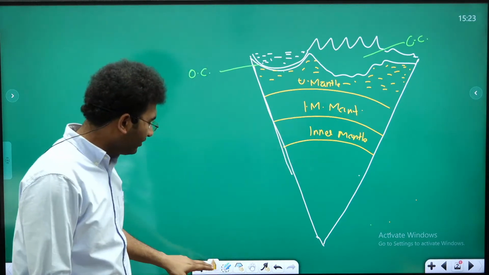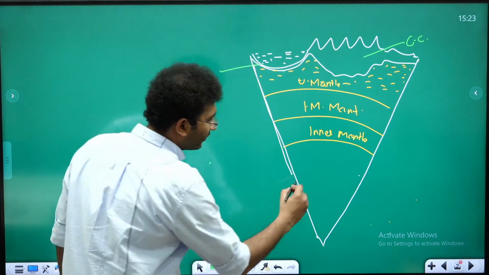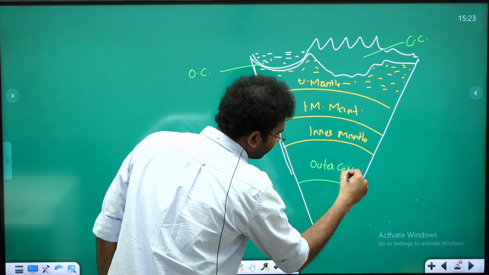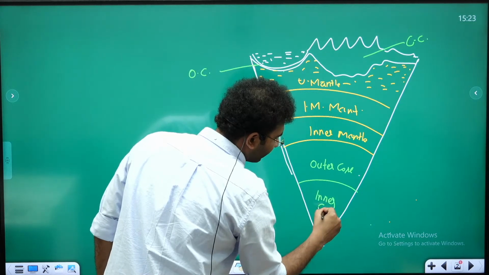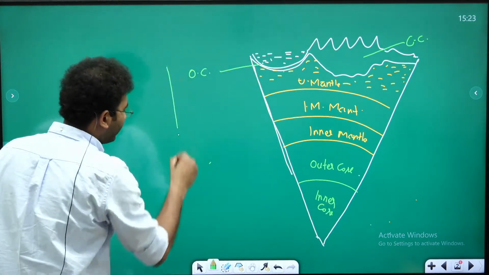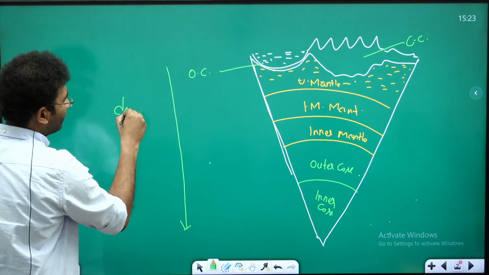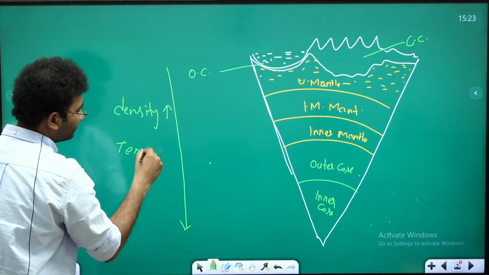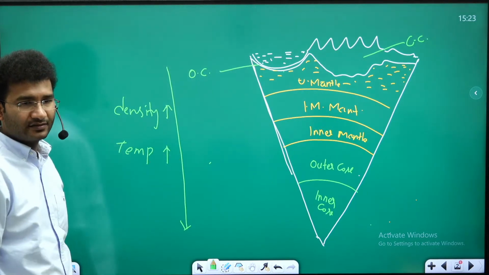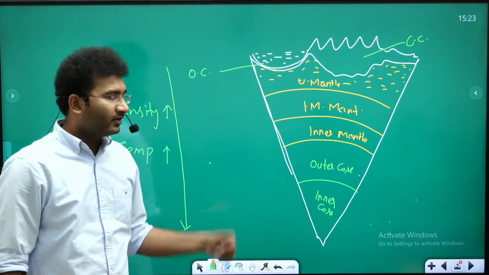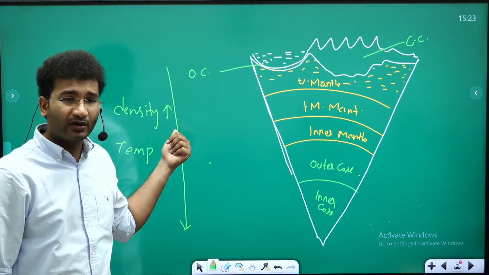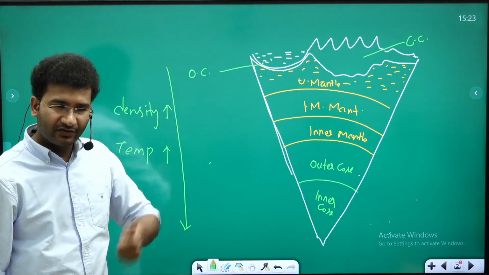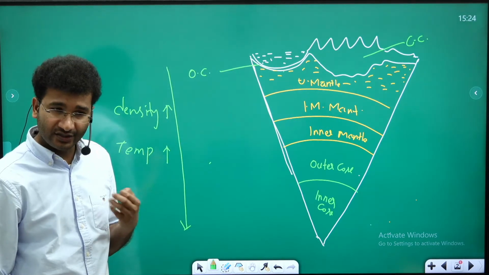And then you go deep into the interior of the earth, you will find the core. This is your outer core, and this is your inner core. As you go deep into the interior, one, I told you, density increases. What will happen to temperature? Increase. These are the 2 things we got to know. Now when the density of the material increases, what happens to the speed of the seismic waves? The speed of the seismic waves will also increase. The velocity of them increases.